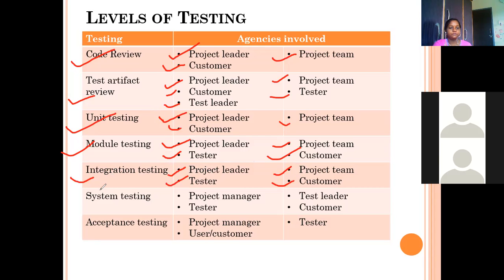Okay, then next is system testing. If you are done with your product, your final product is ready, your software is ready, now you are giving it to your customer. So overall, if you are working on that particular project, the agencies involved will be the project manager. As this product is now ready, you will be giving it to the testing team. So that's why the test leader will come into the picture.